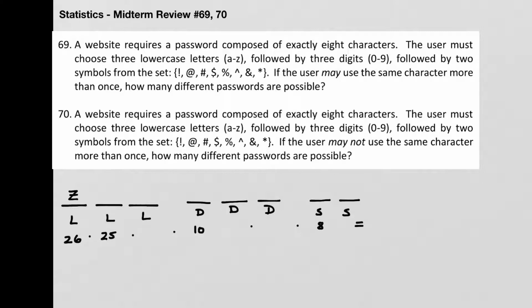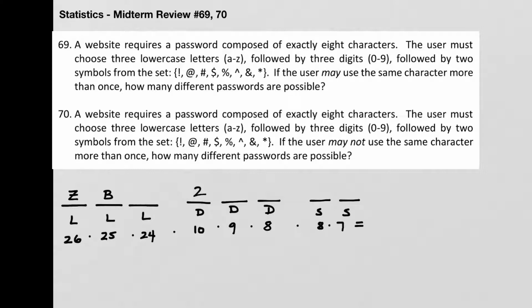And now maybe I chose B. And they're supposed to be lowercase, well, whatever. And so now I've used up 2 of the possibilities, so now we're down to 24 choices for the third letter. And I choose my first digit, whatever it is, maybe it's a 2. Now my second digit, I have 9 choices. And then for the third digit, I have 8 choices. And for the first symbol, I had 8 choices.